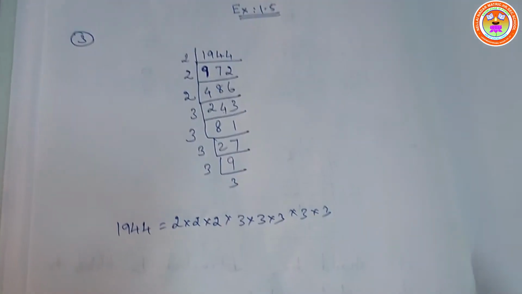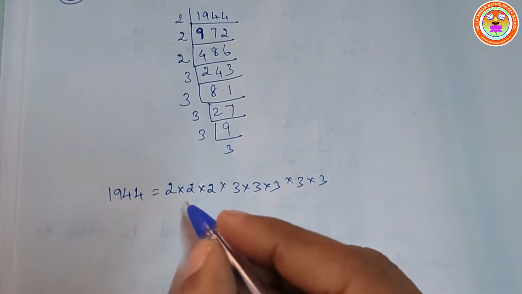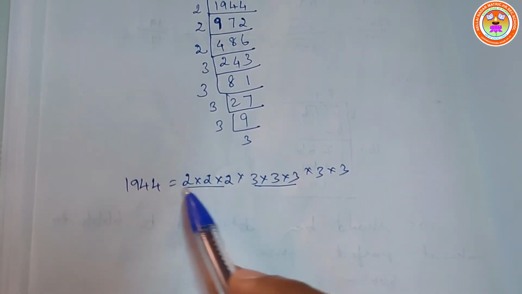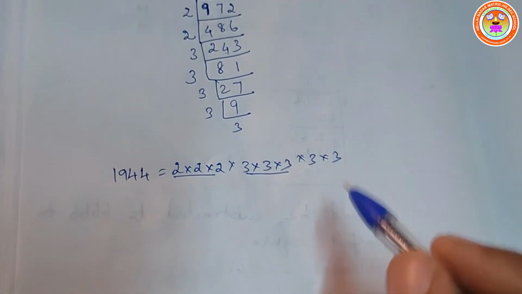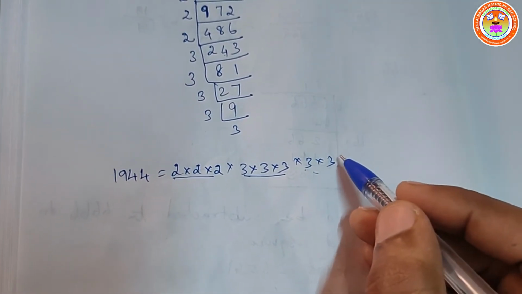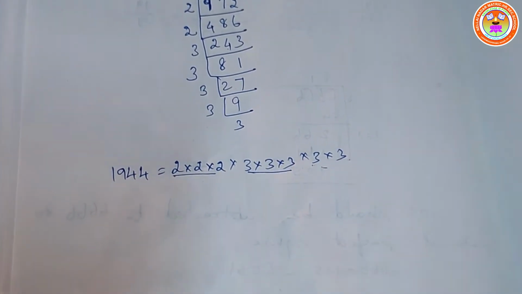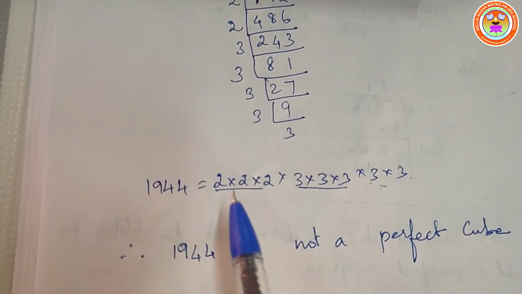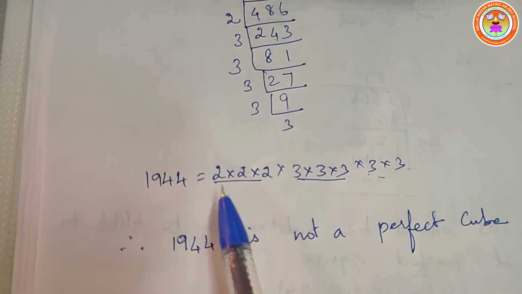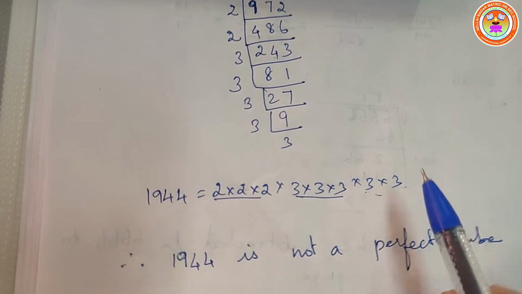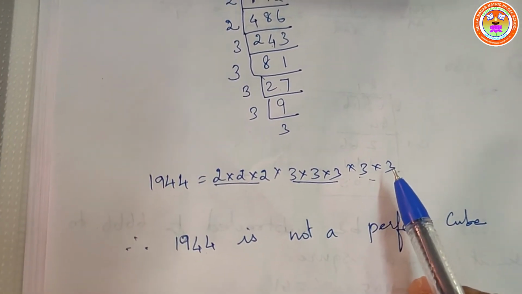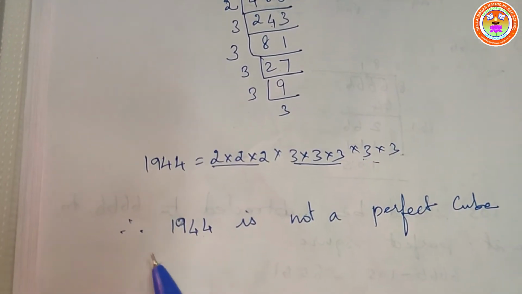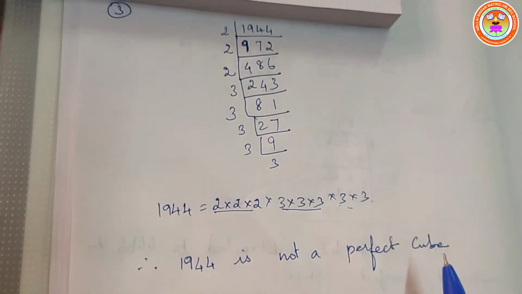So they asked us whether it is a perfect cube or not. Perfect cube means it should have 3 of each factor. So 2 we are having three numbers, 3 we are having 3 numbers, but here only 2 numbers are there. If you have one more 3 only, it will become a perfect cube. Therefore 1944 is equal to 2 into 2 into 2, 3 into 3 into 3, and we are having 3 into 3. If you have one more 3, then only it is a perfect cube. Since it's having only 2 3s, 1944 is not a perfect cube.